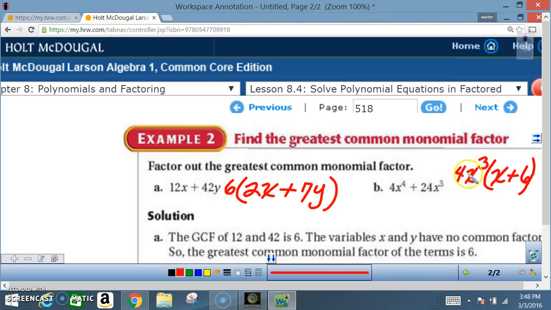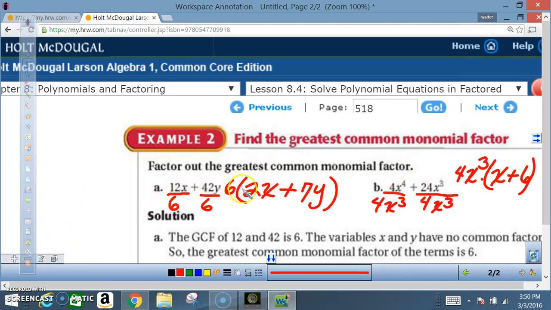Now I go through and factor. 4 goes into 4 once. X to the 4th divided by x to the 3rd, I'm left with just x. And then I go to the other side. 4 goes into 24, 6. X to the 3rd divided by x to the 3rd is simply 1. So my final answer here is 4x to the 3rd times x plus 6. 4x to the 3rd times x plus 6.